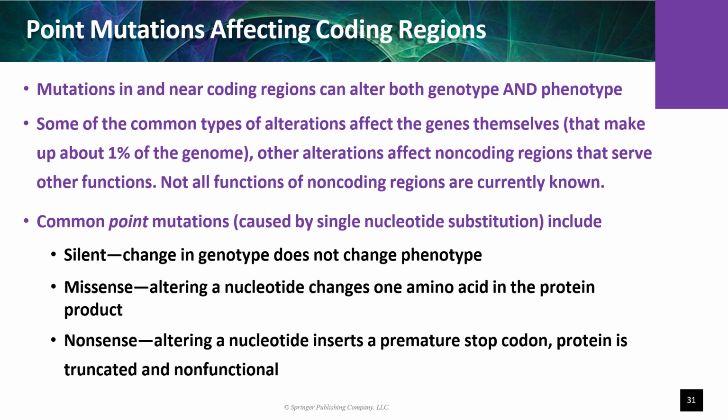Silent mutations do not cause any amino acid change in the final protein. Missense mutations cause a change in one amino acid of the protein's primary sequence. Nonsense mutations are an insertion of a premature stop codon, terminating protein synthesis before the full protein is complete. This blocks the cell from making a usable protein.